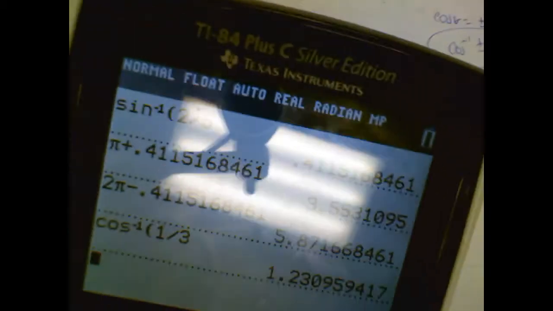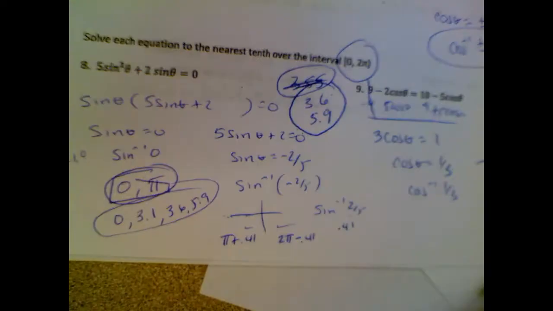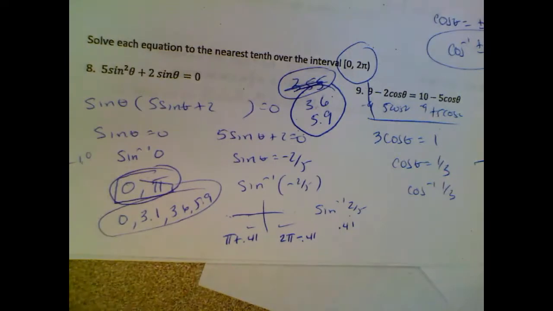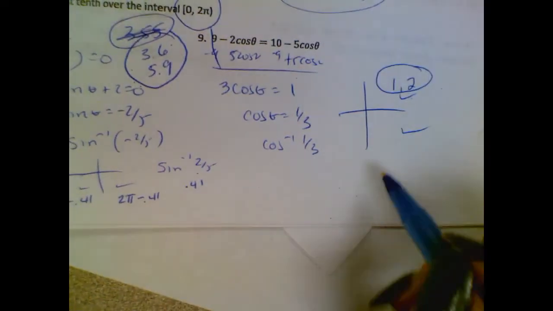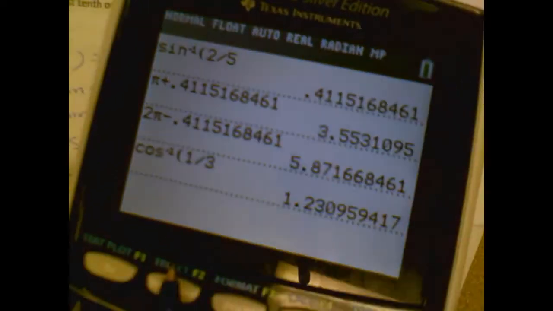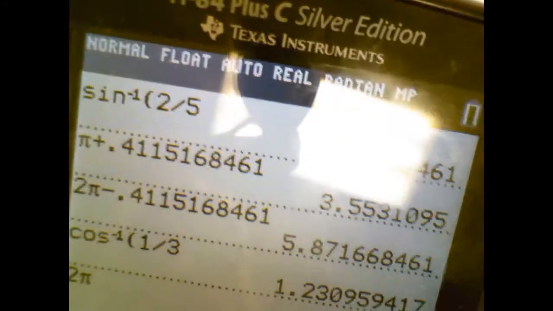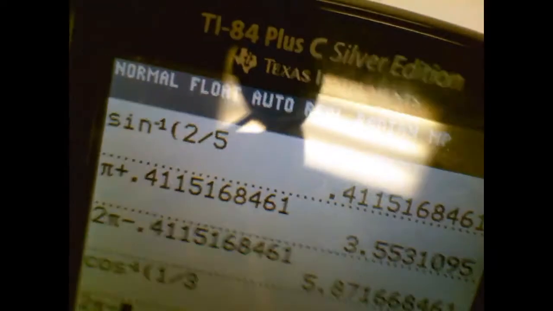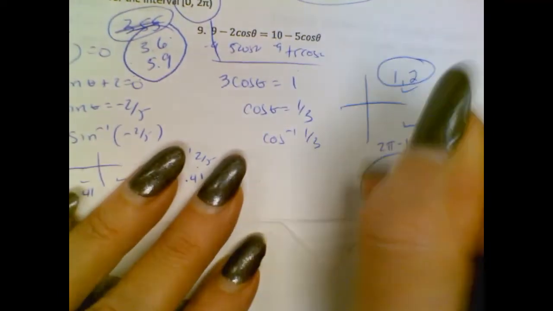Oops, we're supposed to be in radians, sorry. So this is 1.2. Okay, so 1.2 is one of your answers. Can you guys see that? Oh, 1.2 is one of your answers. Arc cosine 1/3, 1.2. That's the first quadrant. To get to the second quadrant answer, you need to take 2 pi minus 1.2. 2 pi minus the previous decimal. So 5.1. Fourth quadrant answer.